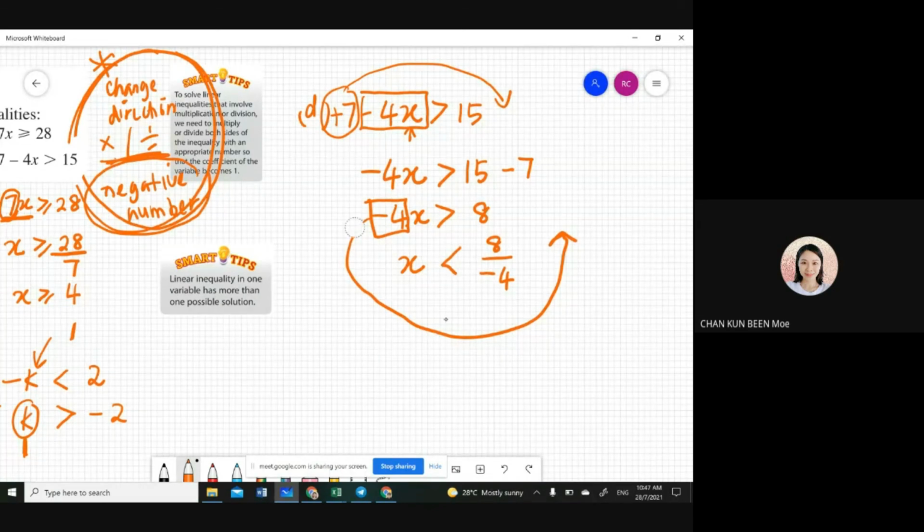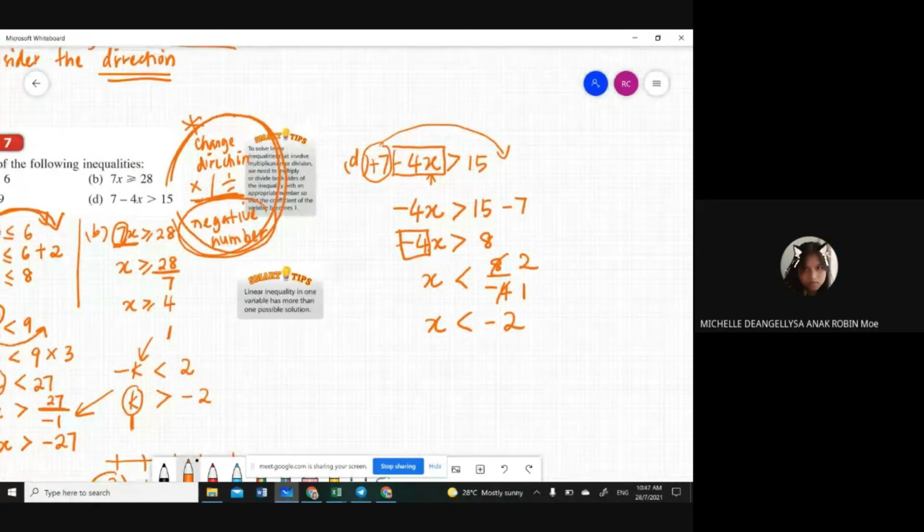Only after that, we rewrite the answer. So x is less than 8 divided by negative 4. 8 divided by 4 is 2. So I have negative 2 as the answer. Are you okay, class? Yes.